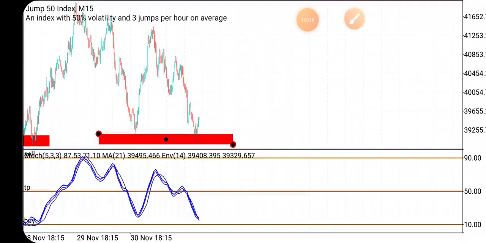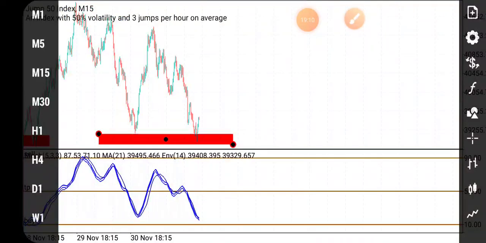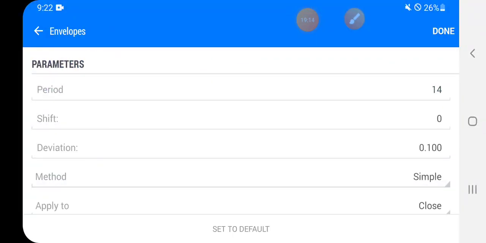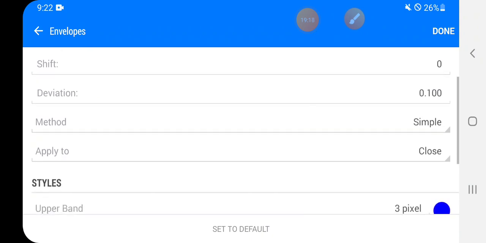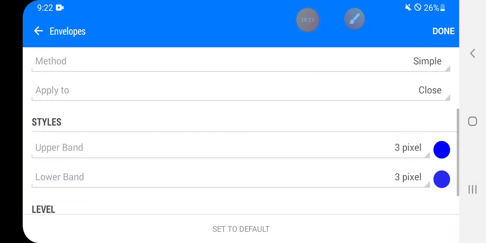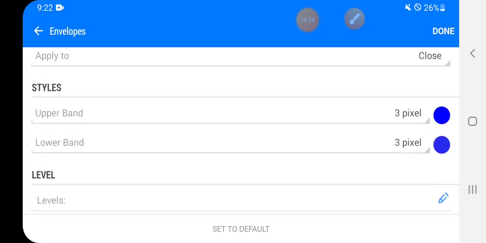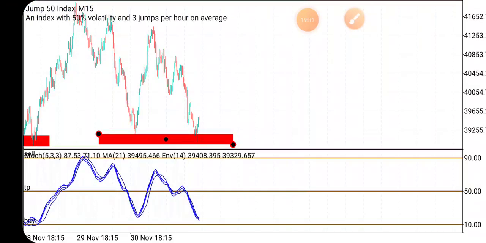We go to the next indicator, which is the last indicator, the envelope. You can see the settings: period 14, shift 0, deviation 0.100, method simple, apply to close. For style I have 3 pixels, blue, and the lower bound is also blue. You can change it to any color of your choice. It depends on what you like. Then done. That's all you need for this.